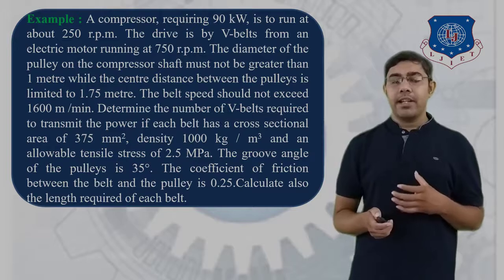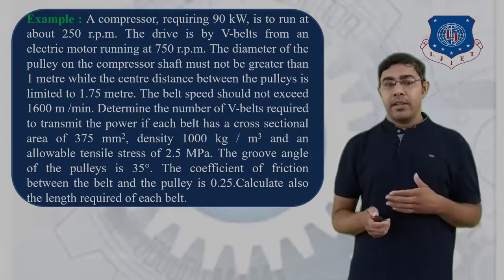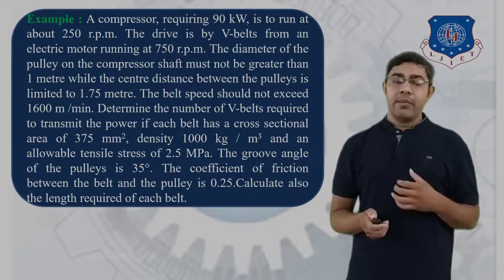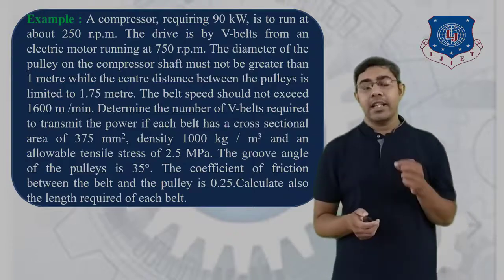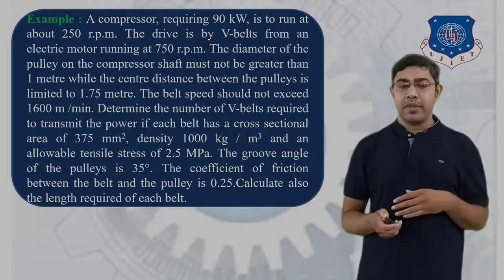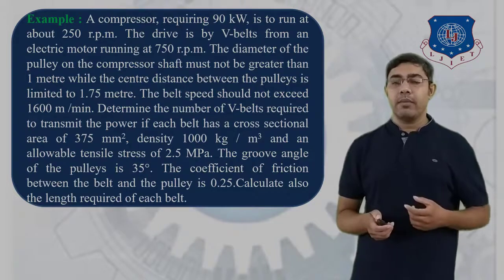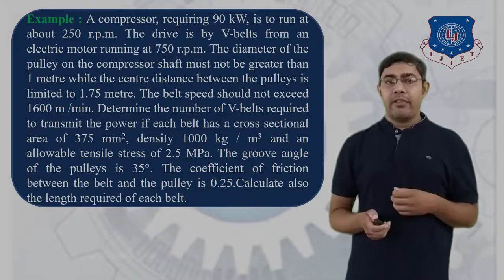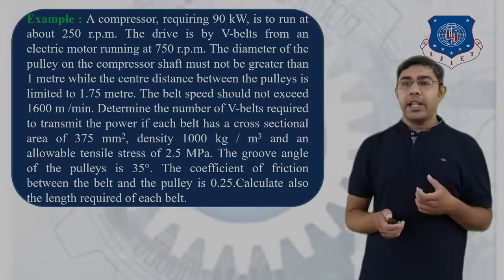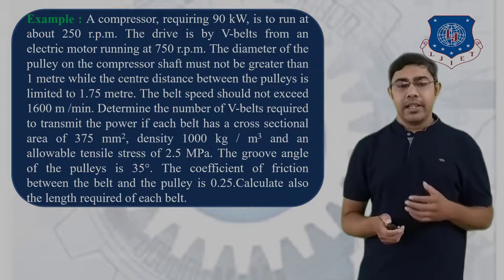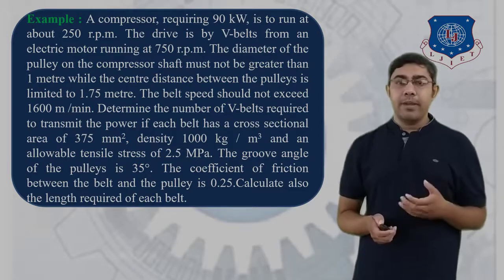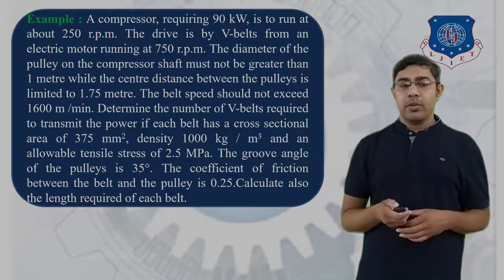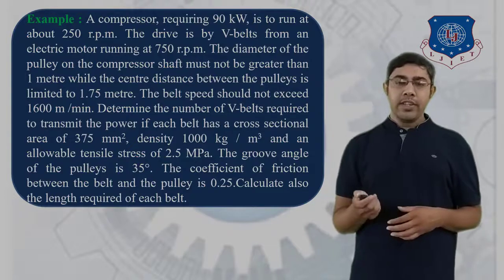Determine the number of V-belts required to transmit the power if each belt has a cross-sectional area of 375 mm square. Here the cross-sectional area A is equal to 375 mm square. The density is 1000 kg per meter cube and an allowable tensile stress of 2.5 megapascal is given. The groove angle of the pulley is 35 degrees. The coefficient of friction between belt and pulley is 0.25. Calculate also the length required of each belt.